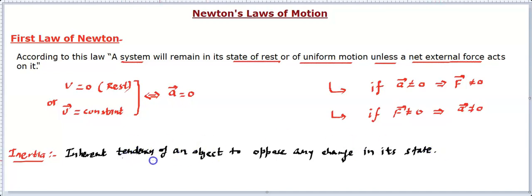So there's an inherent tendency of all objects that if you try to change the state, that means if any object is at rest and you want to move it, it is going to be opposed by the object. If you want to stop it, it is going to be opposed by the body inherently. That means it's an inbuilt tendency, and this inbuilt tendency is known as inertia. So inertia is basically to maintain the state. Whatever state the object is in, it would like to maintain its state, right?